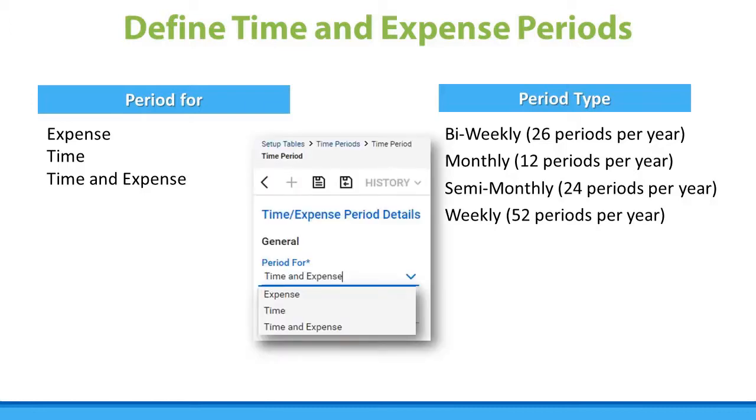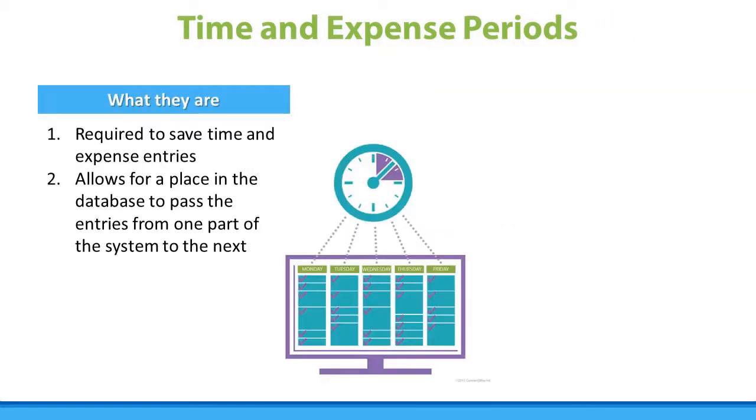For example, a weekly period is very manageable because most people can be accountable for a week. Any longer and they may forget what they did. Let's see what time and expense periods are and are not. They are required to save time and expense entries on your daily work.